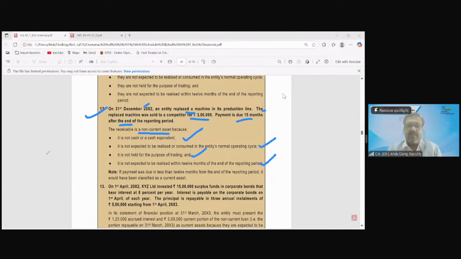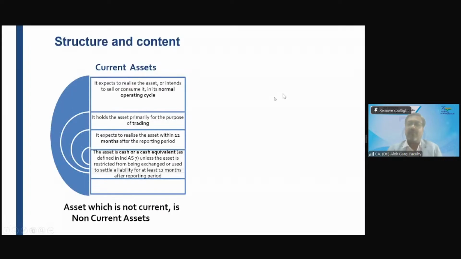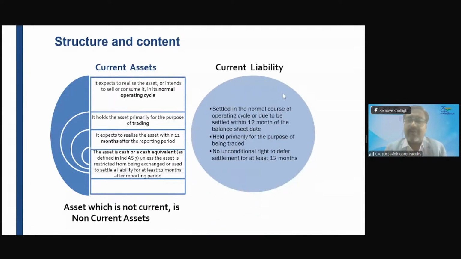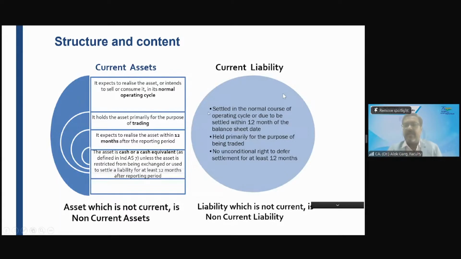Okay. Now let's move to the concept of non-current liability, and there we will do a lot of good questions, I would say. What is a non-current liability? Tell me what is a non-current liability. Any liability which is not current is known as a non-current liability. Very simple. The liability which is not current is non-current.